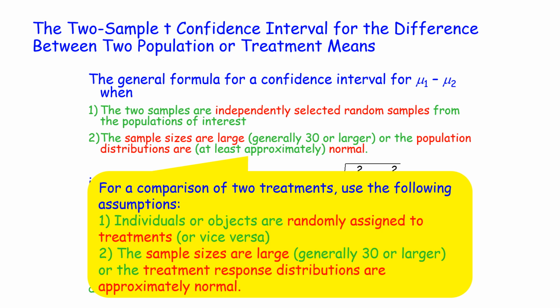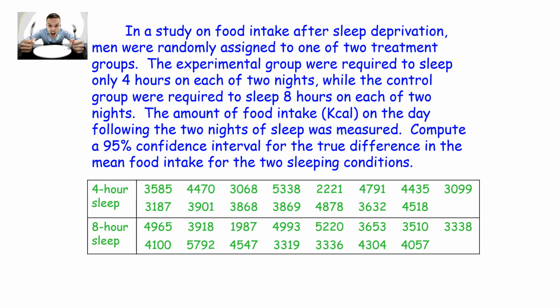Let's look at another example. In a study on food intake after sleep deprivation, men were randomly assigned to one of two treatment groups. The experimental group were required to sleep only 4 hours on each of 2 nights, while the control group were required to sleep 8 hours on each of 2 nights. The amount of food intake on the day following 2 nights of sleep was measured.